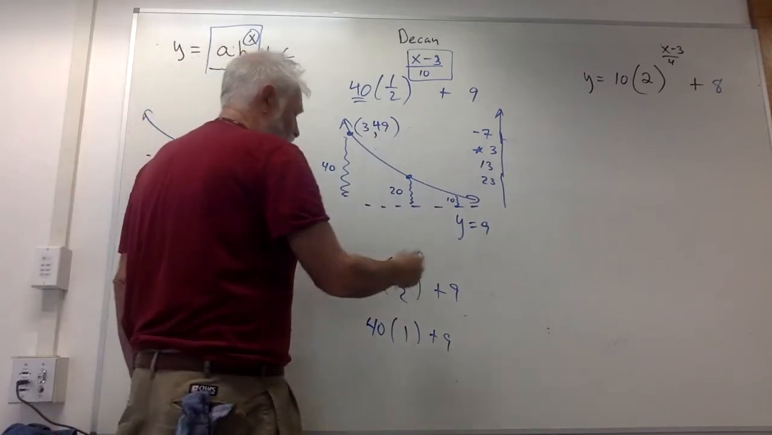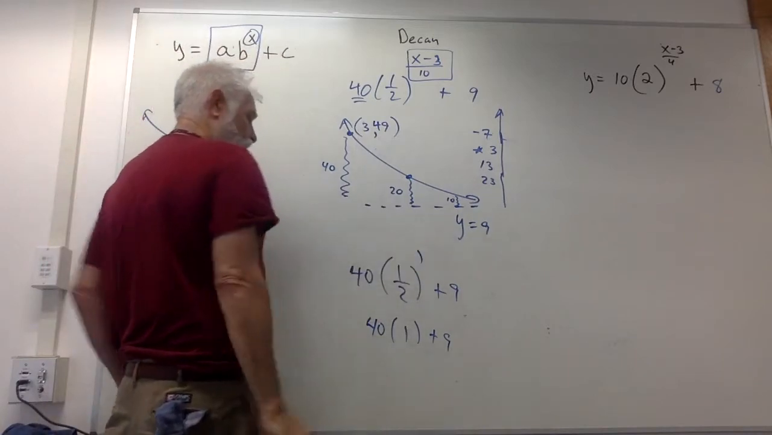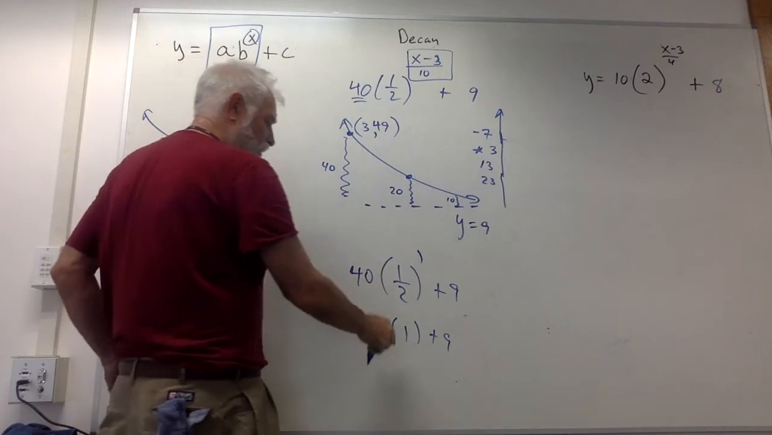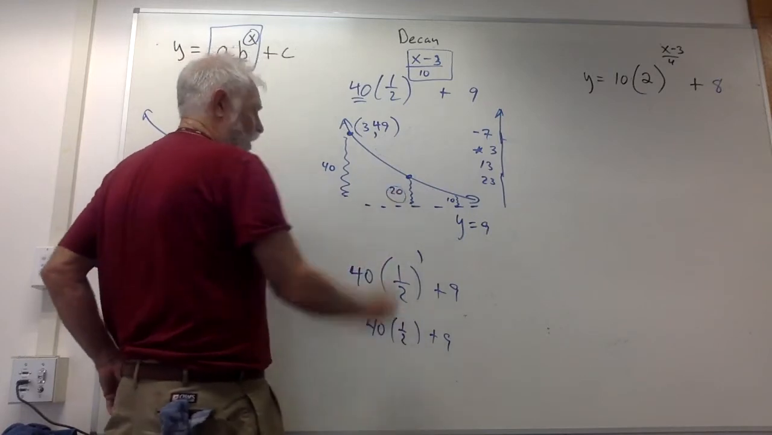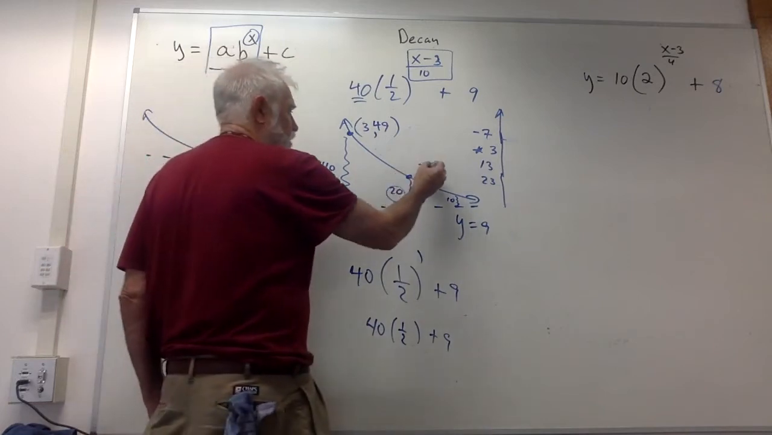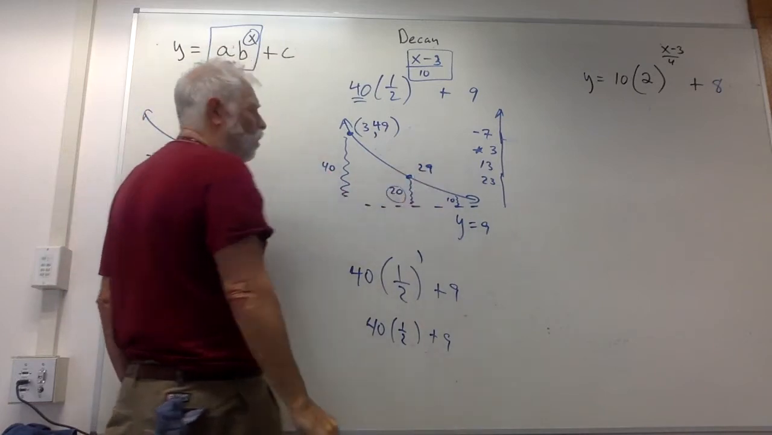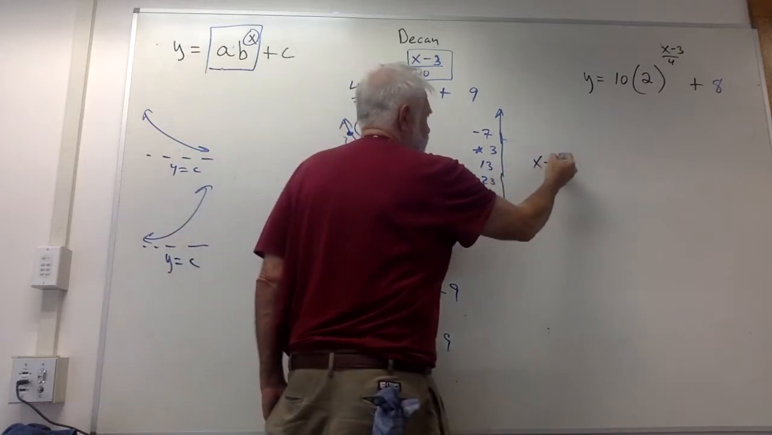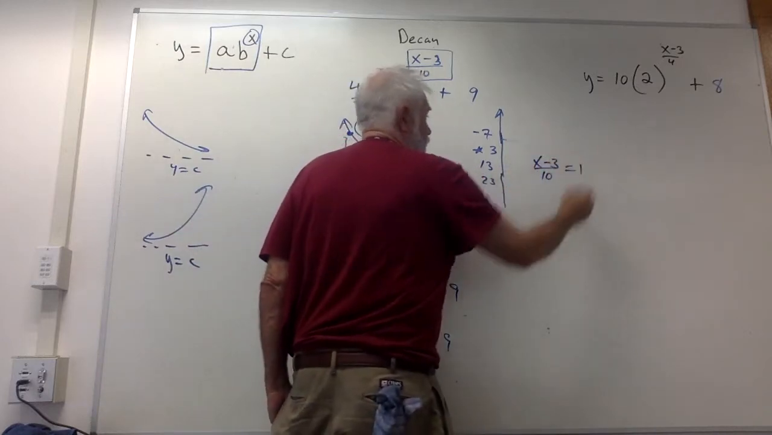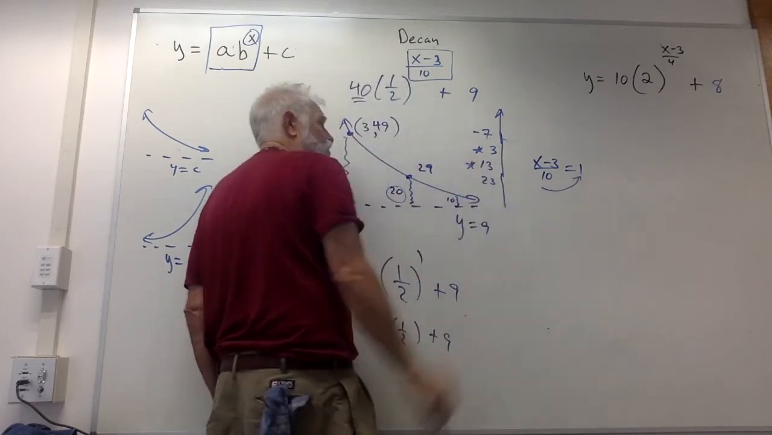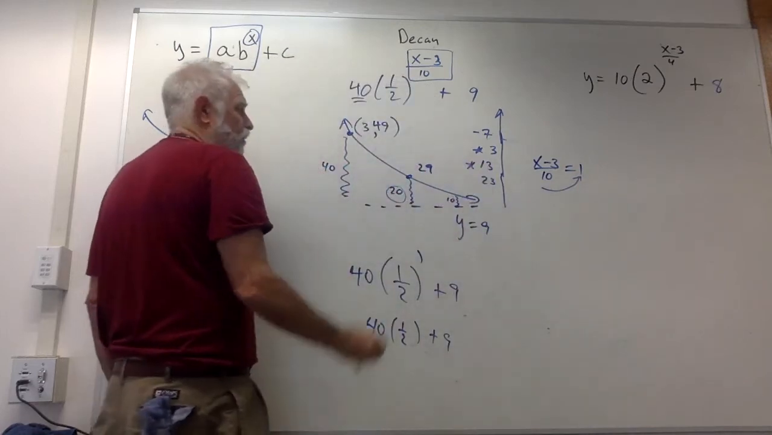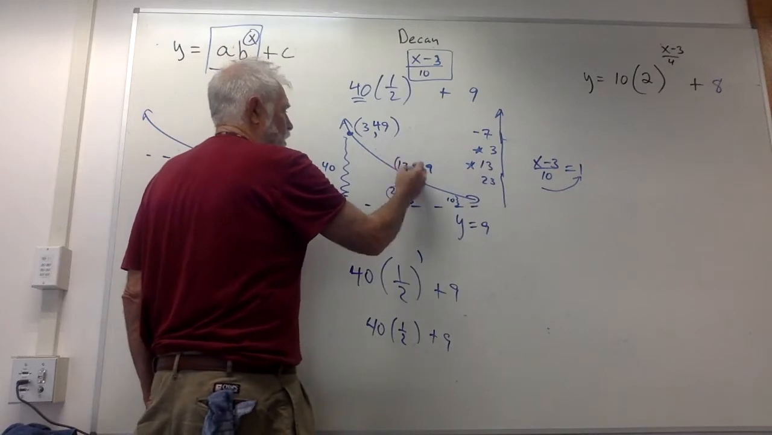What makes this a 1? Because if that's a 1, well, that's not hard. I can take half of 40. Half of 40 is 20. Oh, yeah. 20 on top of 9 is 29. What makes x minus 3 over 10 equal 1? Well, I hope you say multiply by 10 and add 3. There's our second user-friendly number. So 13 gets us 29.